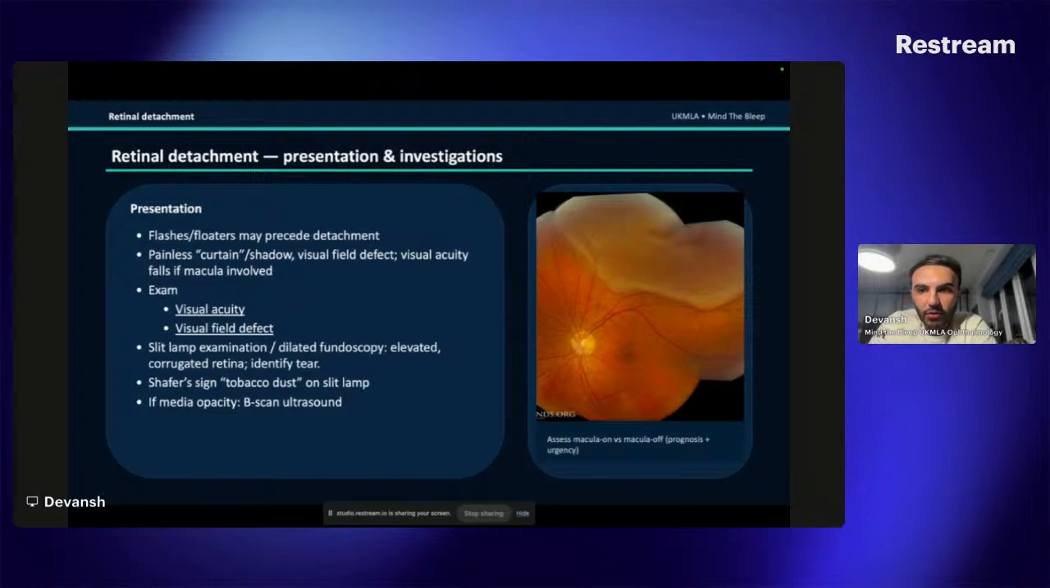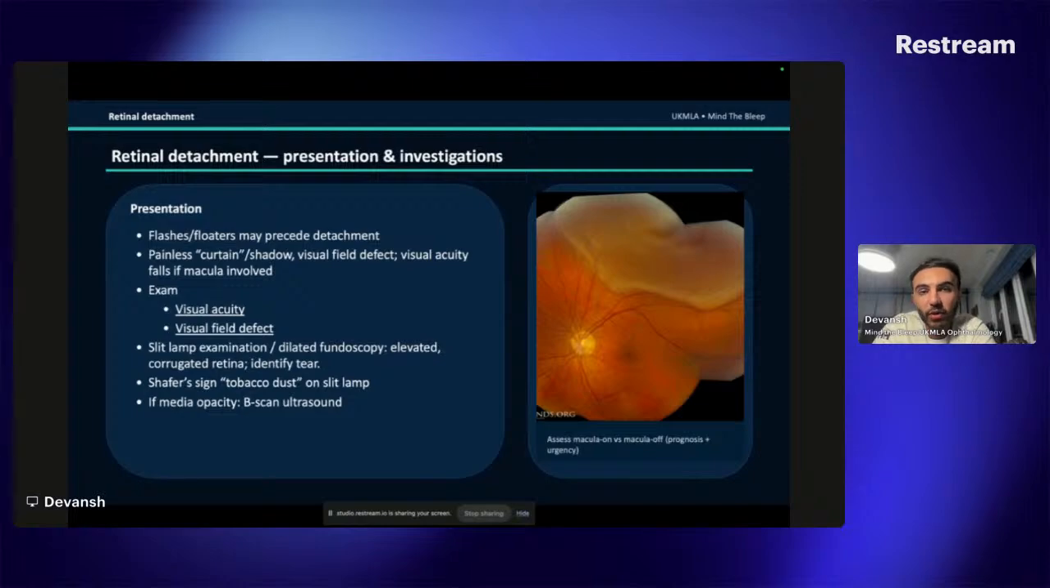Presentation and investigation, so a similar sort of thing to what we've discussed previously, but including the painless curtain or the visual field defect that you'll see on top of the flashes and floaters. Visual acuity can be affected if the macula is involved. And so when we're doing our examination, we want to really focus on field defects and visual acuity. Slit lamp examination and dilated fundoscopy will also be very important.